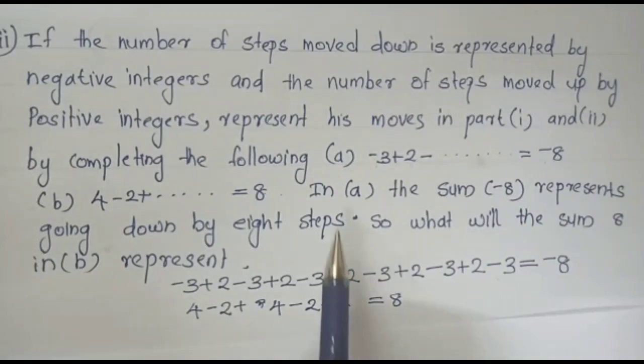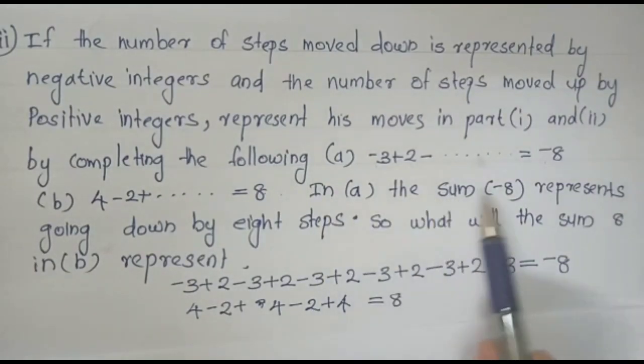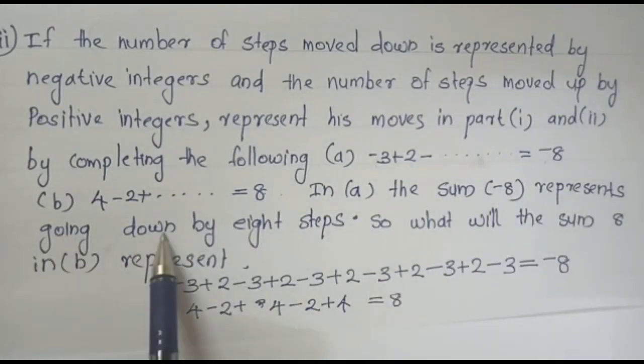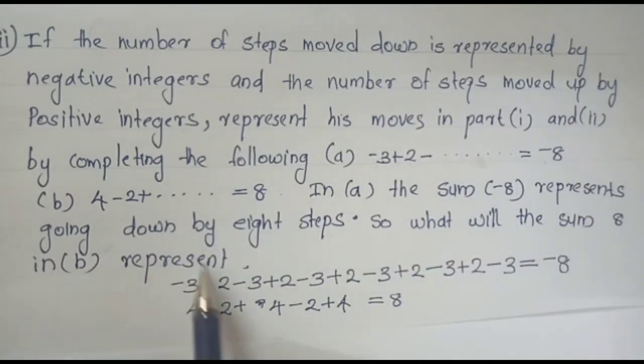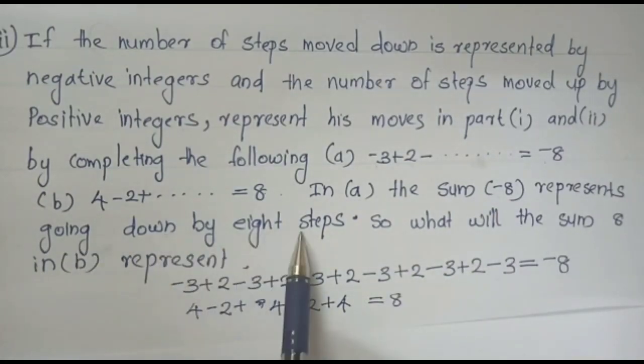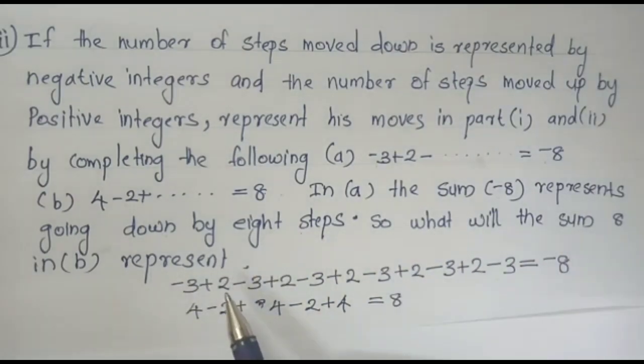And one more question. In A, the sum minus 8 represents going down by 8 steps. So what will the sum 8 in B represent? If minus 8 represents going down by 8 steps, then the sum 8 will represent going up by 8 steps. So that is the answer.